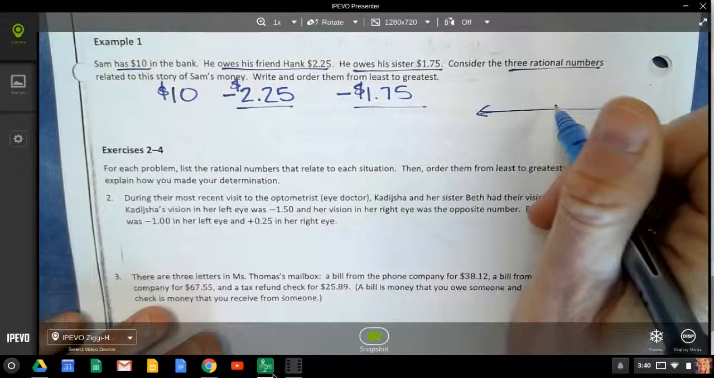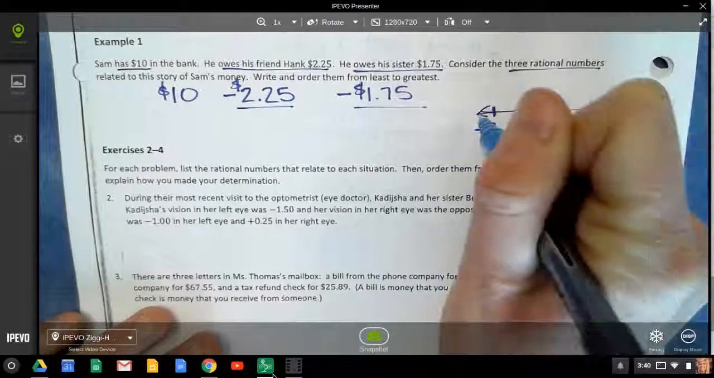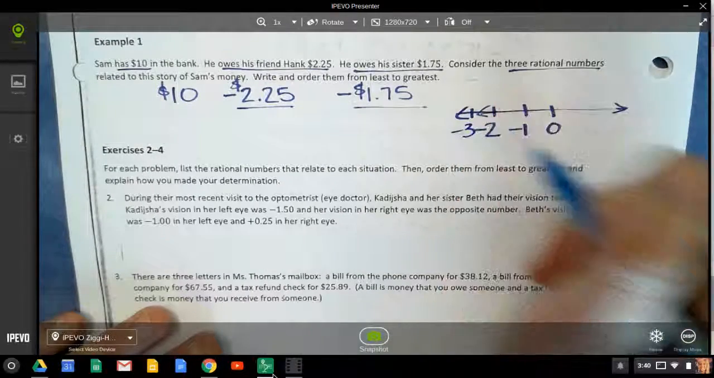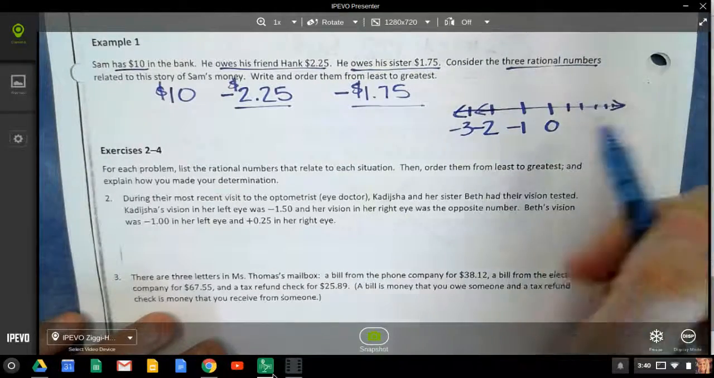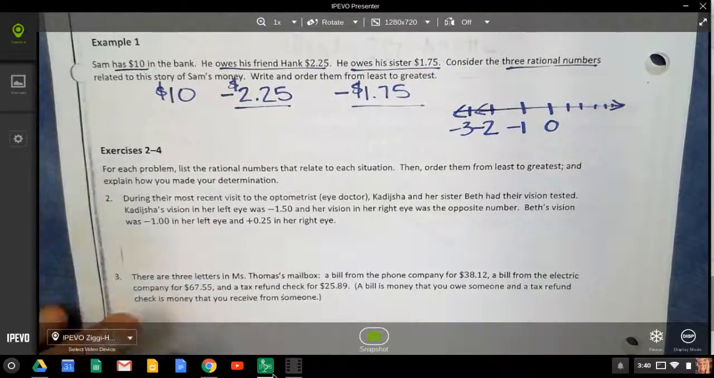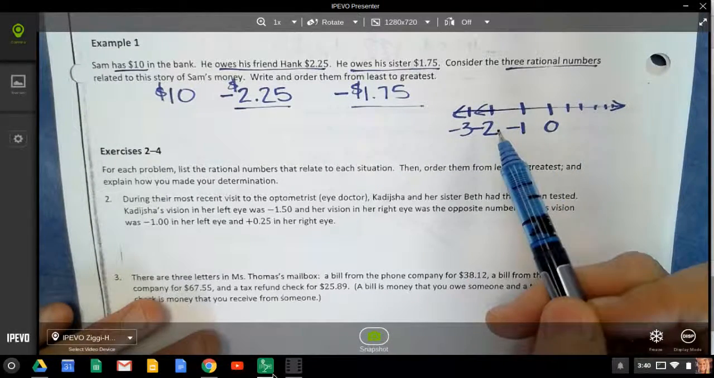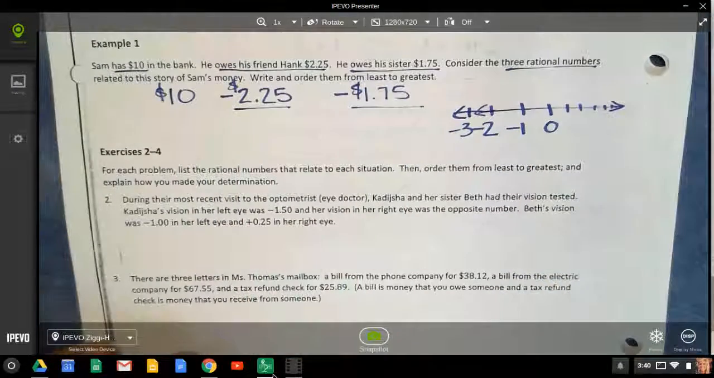If you do that, then you're going to put 0 here, and you're going to put -1 and -2, and maybe you would even extend it a little bit more and put -3. Over here, we would have 10, which I'm not going to count up that high. You know that 10 is already the greatest because it's a positive. So the question is, where would -2 and 25/100ths fall? So right now, I want you to pause the video and see if you can put these 3 numbers in order from least to greatest.